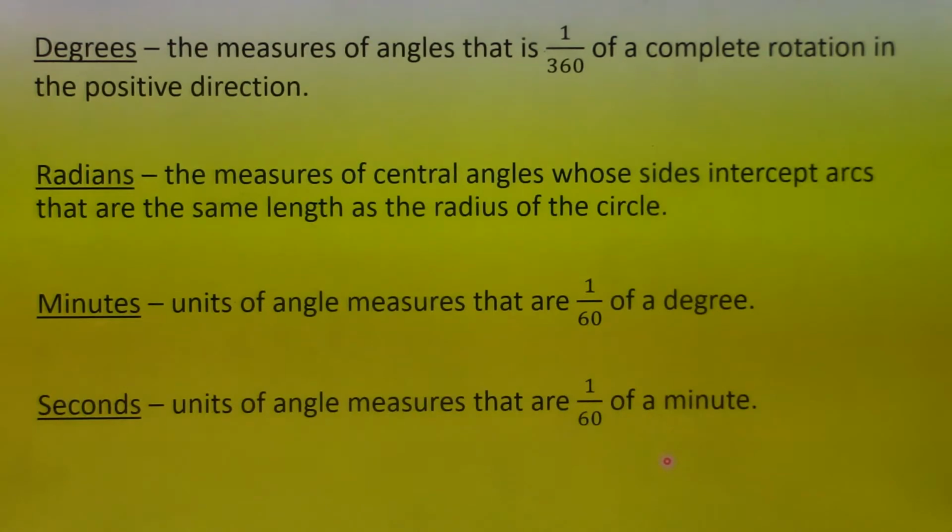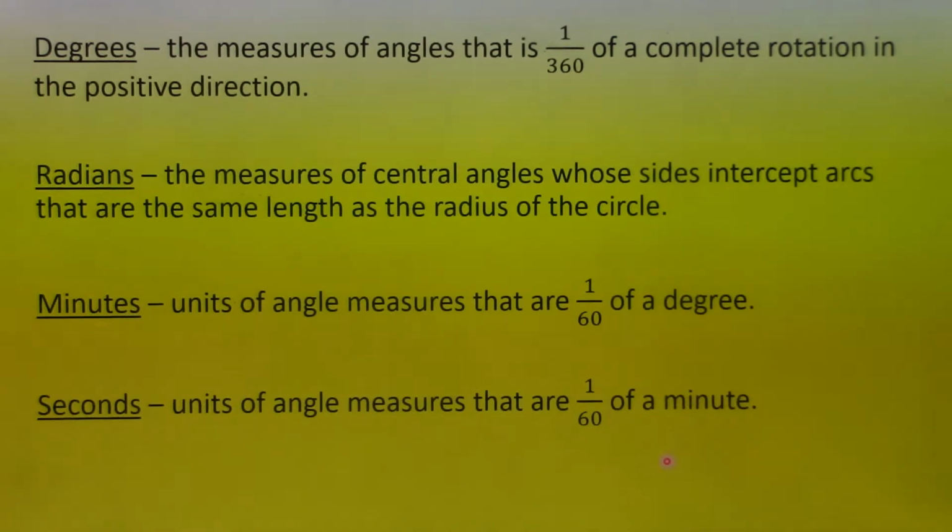Radians, another way of measuring angles. It says the measure of central angles whose sides intercept arcs that are the same length as the radius of the circle. Minutes are units of angle measure that are 1/60th of a degree. The reason for the 1/60th, think of it in terms of minutes related to hours. One minute is 1/60th of an hour. So minutes, a unit of angle measure that is 1/60th of a degree.